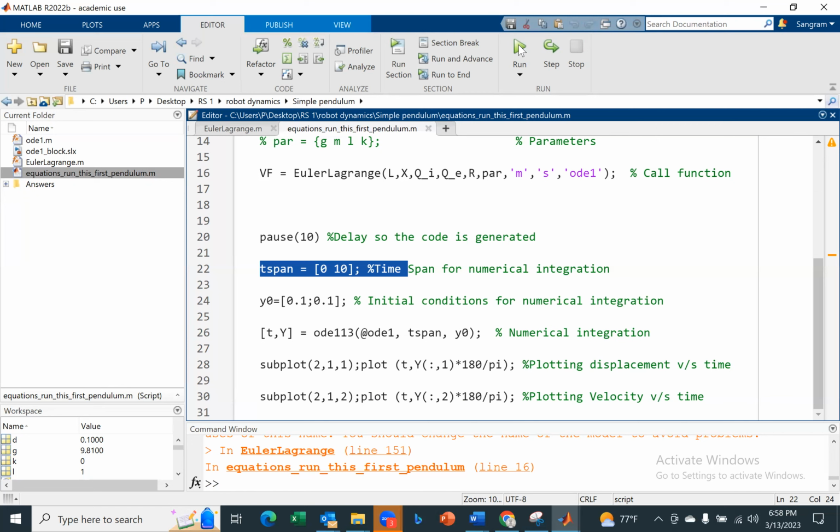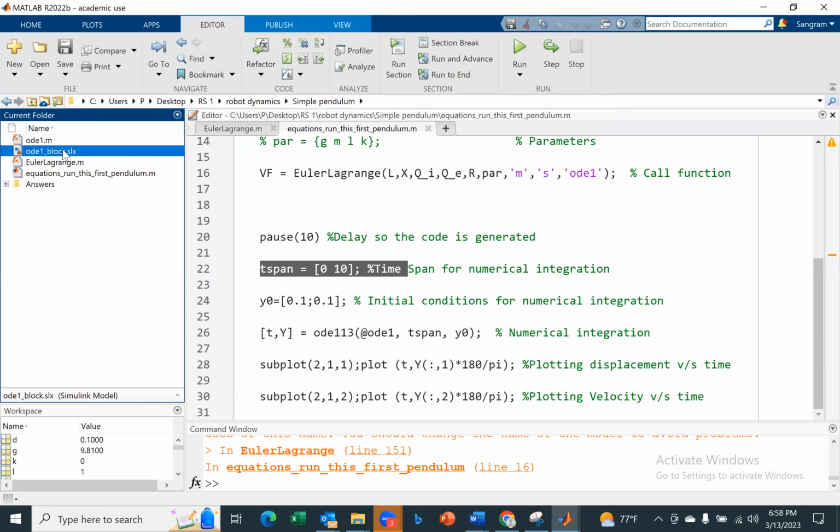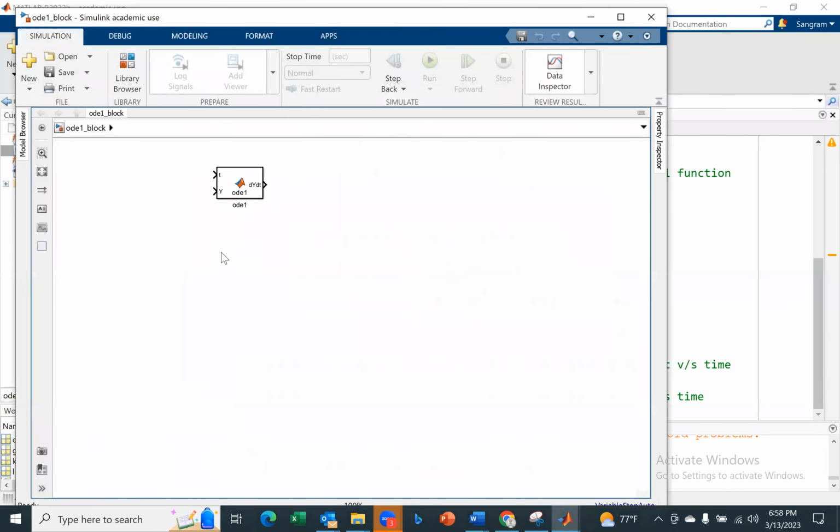Any questions? And then just generate those plots. What I want you to do is, I will give you 2 minutes. I want you to double click on ODE1 block.slx, and this will be the block. Quickly construct the integrator around it.